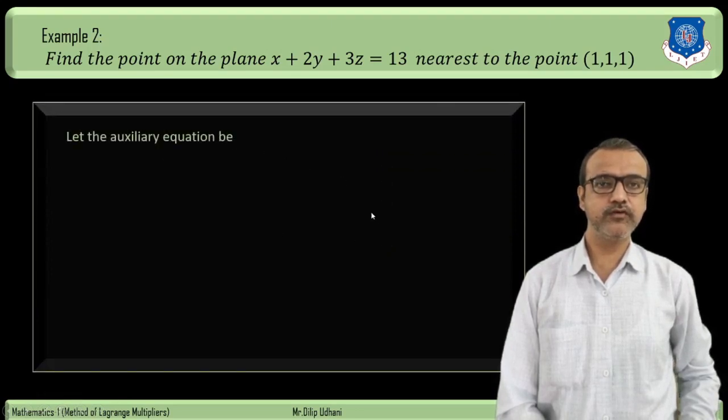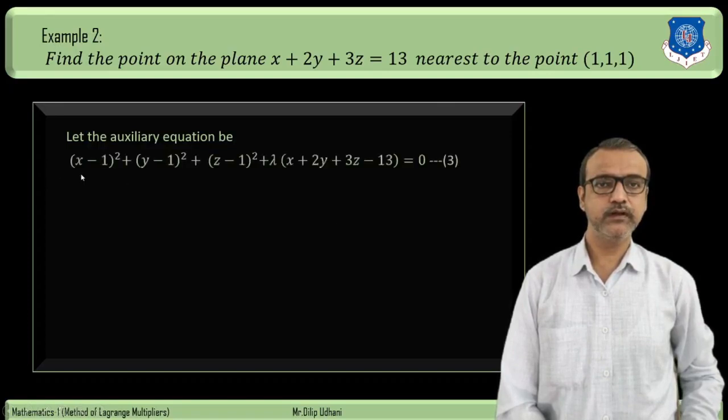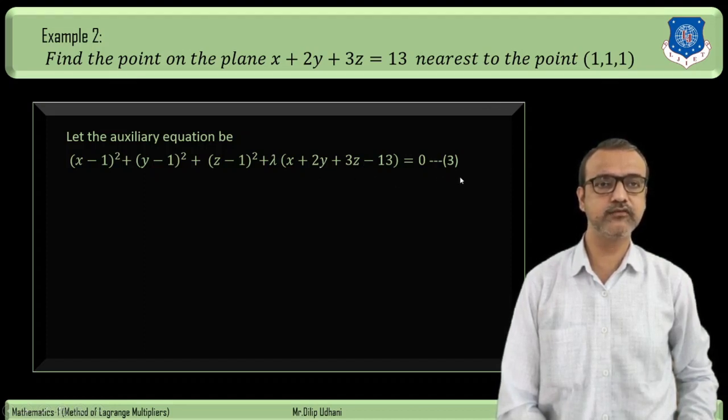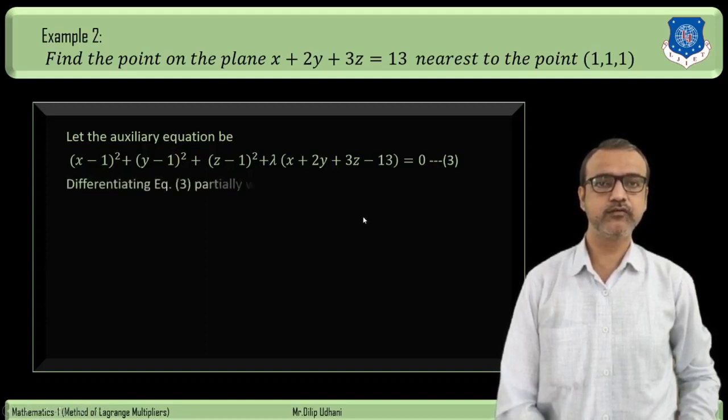Let the auxiliary equation be x minus 1 the whole square plus y minus 1 the whole square plus z minus 1 the whole square plus lambda into the condition, and the condition is x plus 2y plus 3z minus 13, and this equals 0. Say this is equation number 3. Now we will find the partial derivative of this equation with respect to x, y, and z. First of all, differentiating equation 3 partially with respect to x.